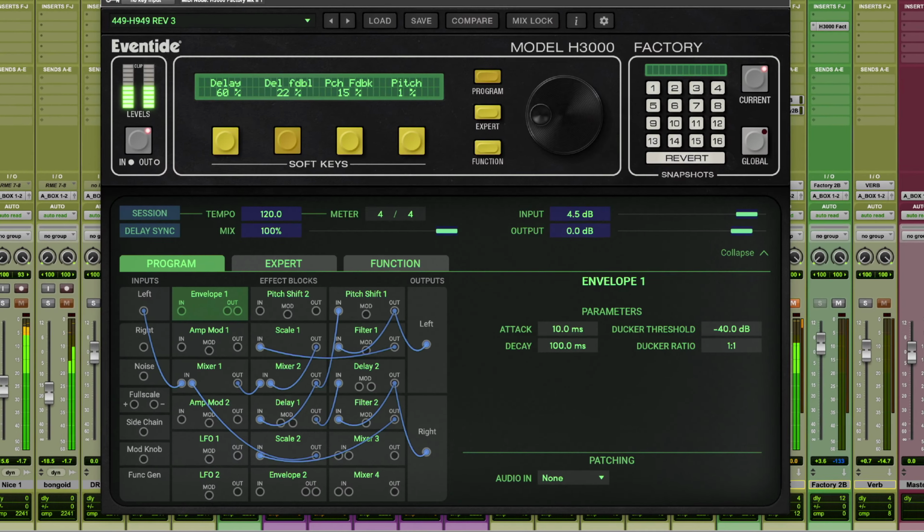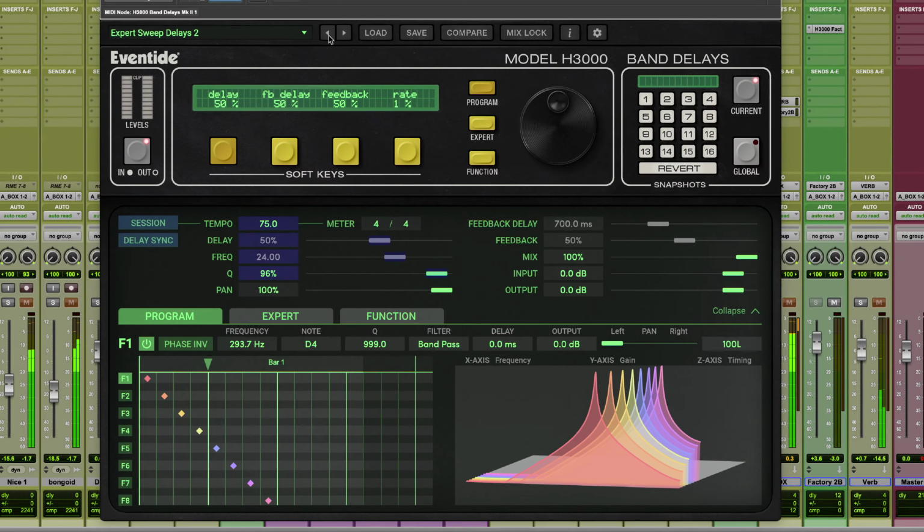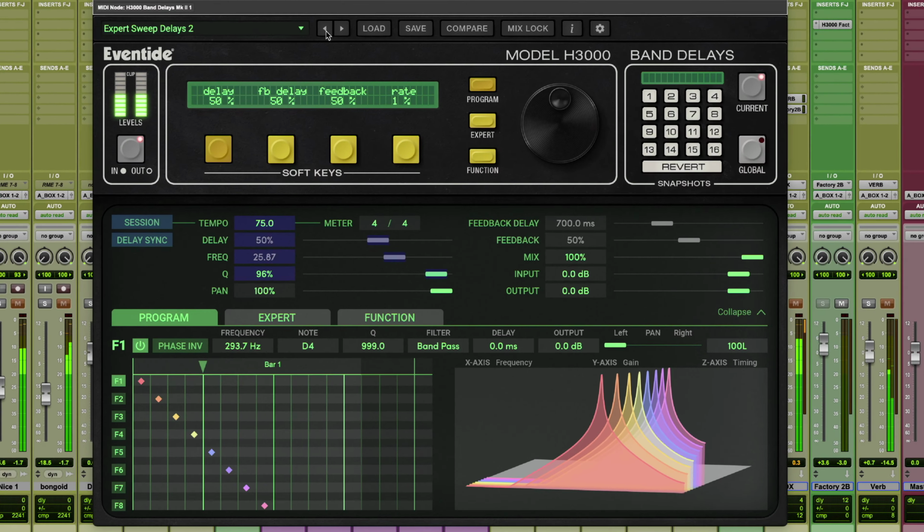So, is the H3000 still worth it? Well, it has code that is ported directly from the original hardware, which means you're not only getting a recreation of the H3000, you are actually getting the H3000 directly in your DAW. And I think that makes it perfect for anyone who wants to get those classic sounds directly in their DAW.